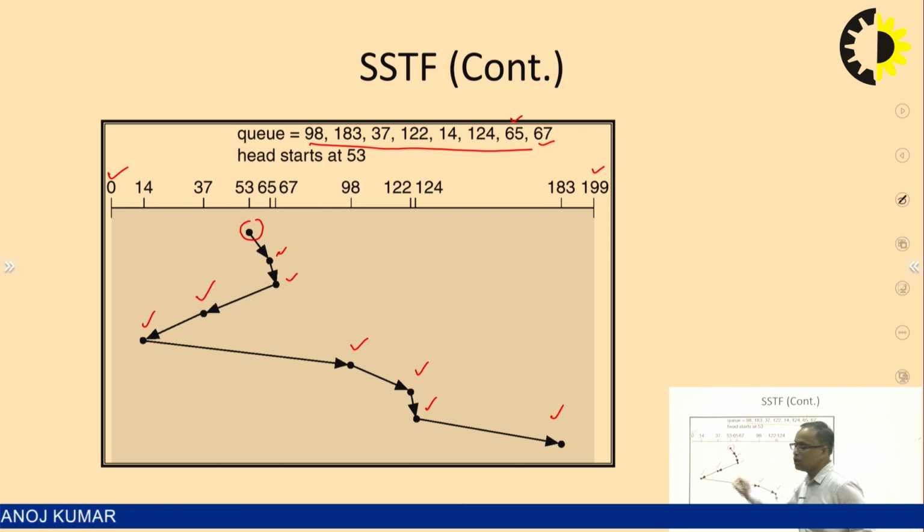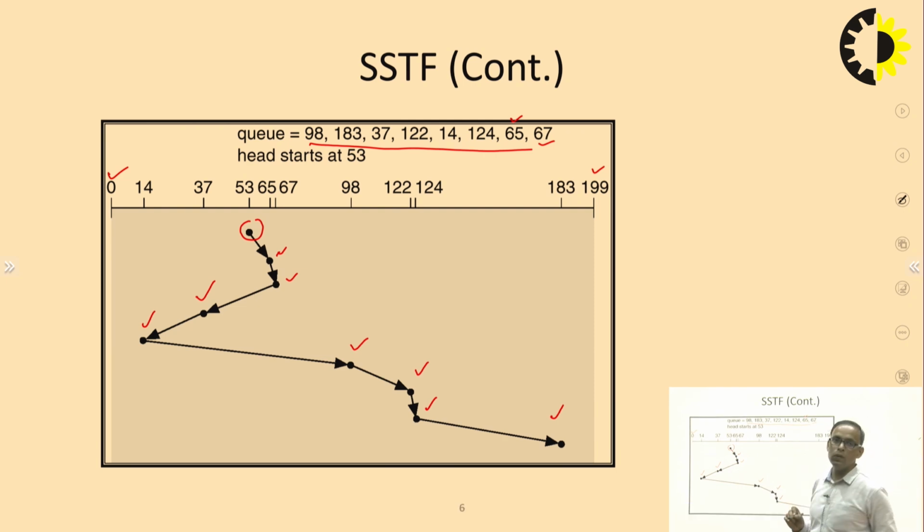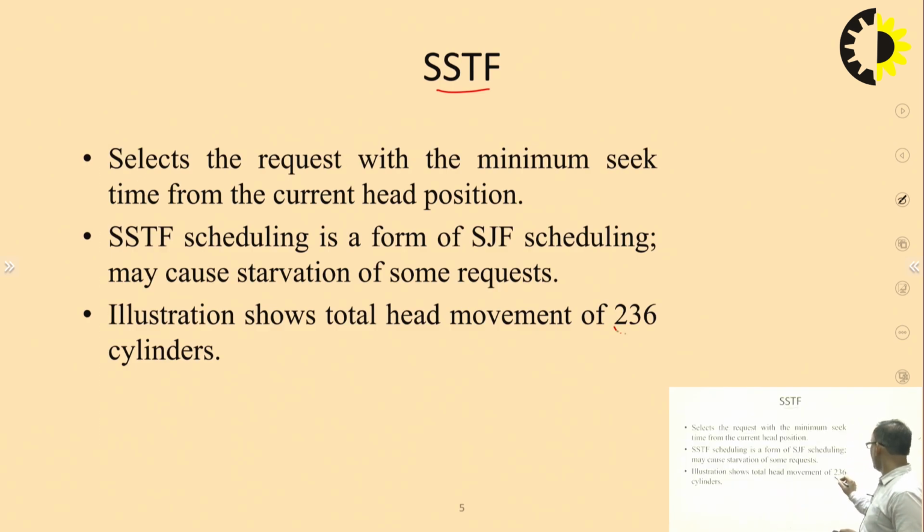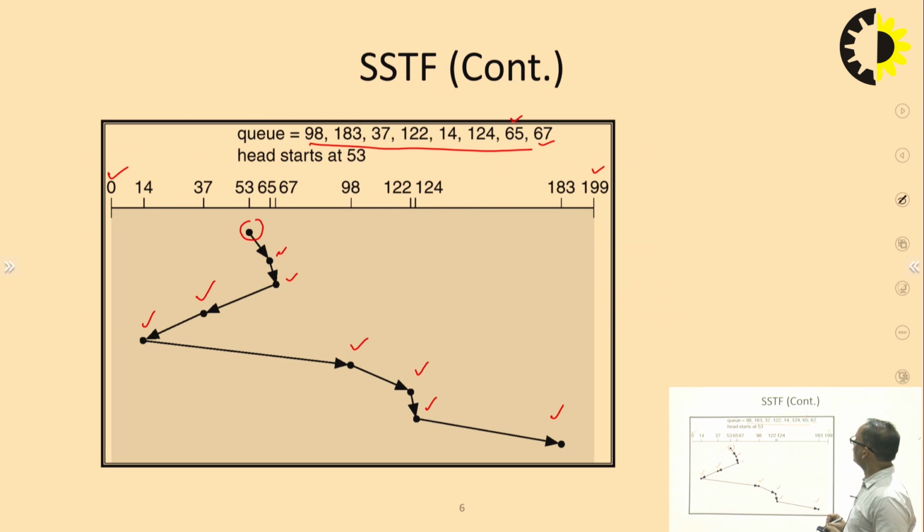So in this way the read write head of the disk will execute all the input output requests submitted in the queue. And when we calculate the total head movement, again 65 minus 53 plus 67 minus 65 plus 67 minus 37. So in this way when we add, then total head movement will be 236. So this is the concept of the shortest seek time first disk scheduling algorithm.